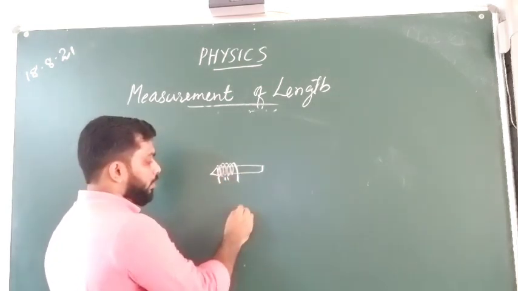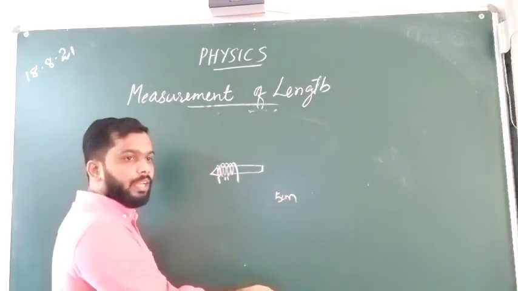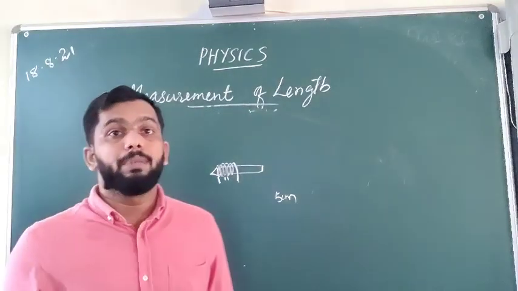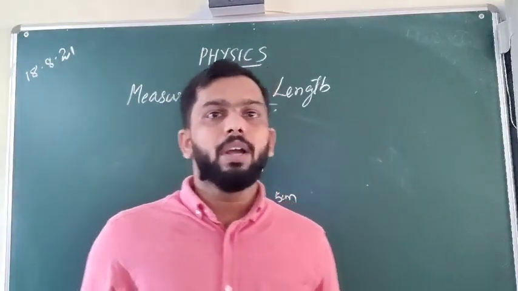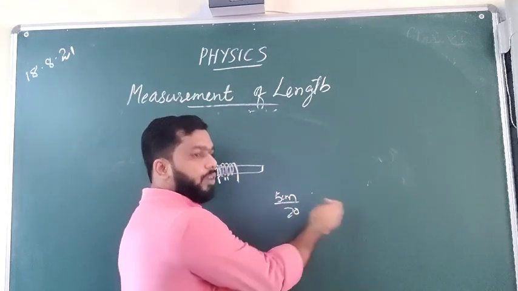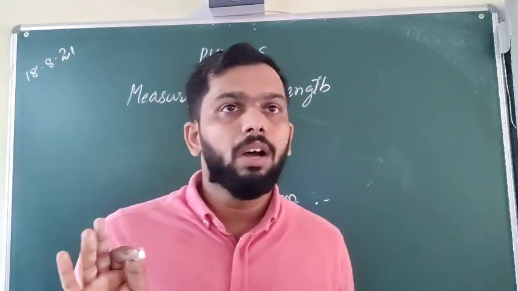Suppose we are getting 5 centimeter, for example. And how many turns will be there? Sometimes 20 turns will be there. So you will divide it by 20 and you are going to get a point value. That will be the answer.